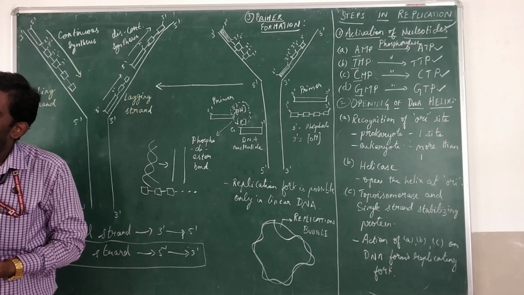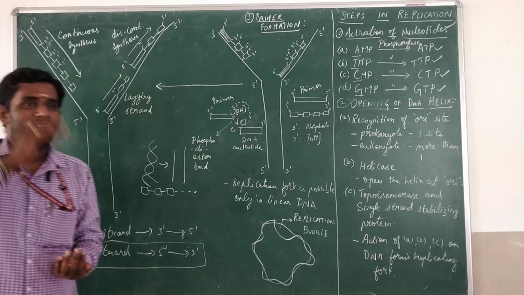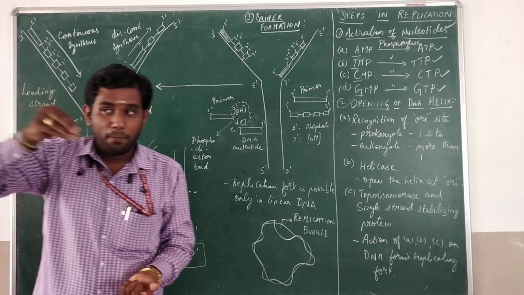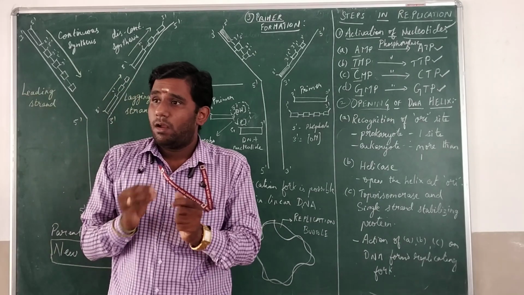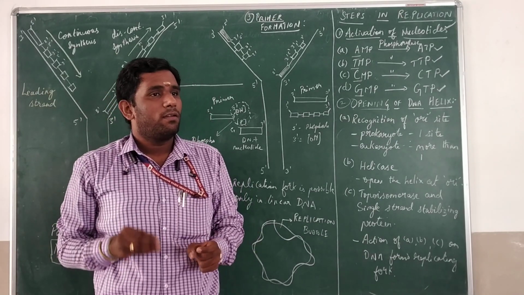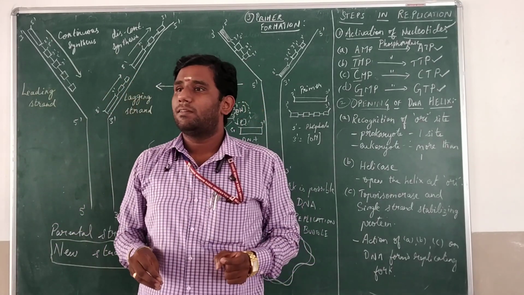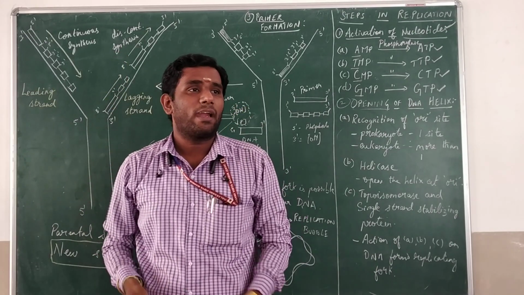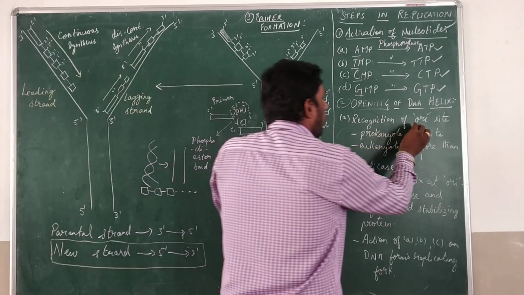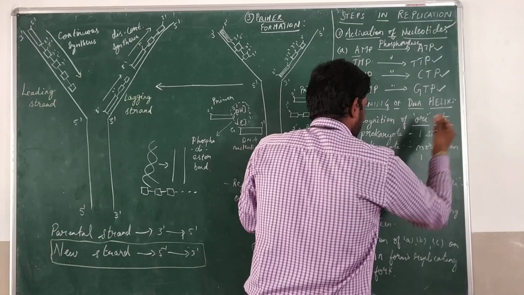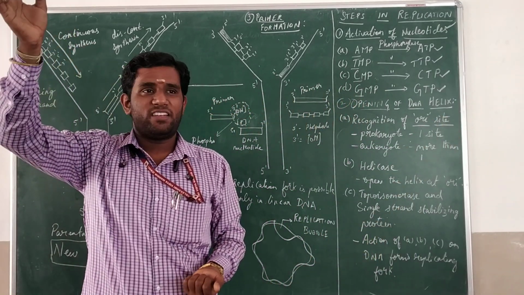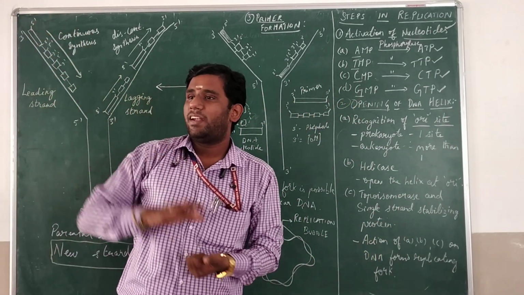Who does this? The enzyme called helicase does this. Helicase will come and wait. Now, where will the enzyme act? Which place will the enzyme act at? Helicase has to act somewhere. Where will it act? That depends on the ORI site, the origin of replication site, which we have already studied.